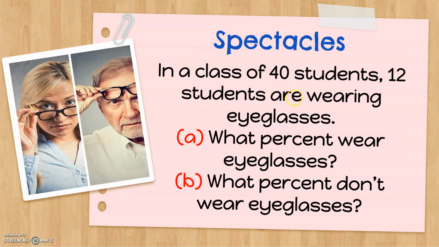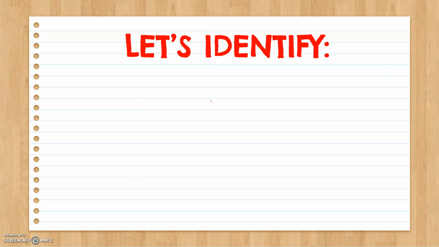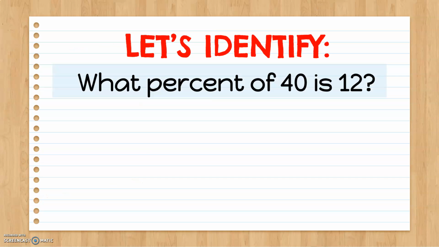In this problem, we are given that there are 40 students in the class. So this is our whole. Then, among the 40 students, 12 of them are wearing eyeglasses. Now we will use this information to answer our first question. So basically, we just have to know what percent of 40 is 12, because again, among the 40 students in the class, 12 are wearing eyeglasses.